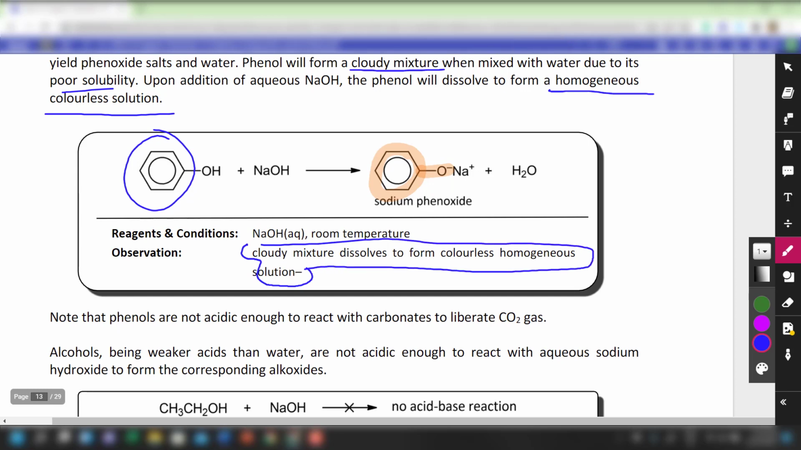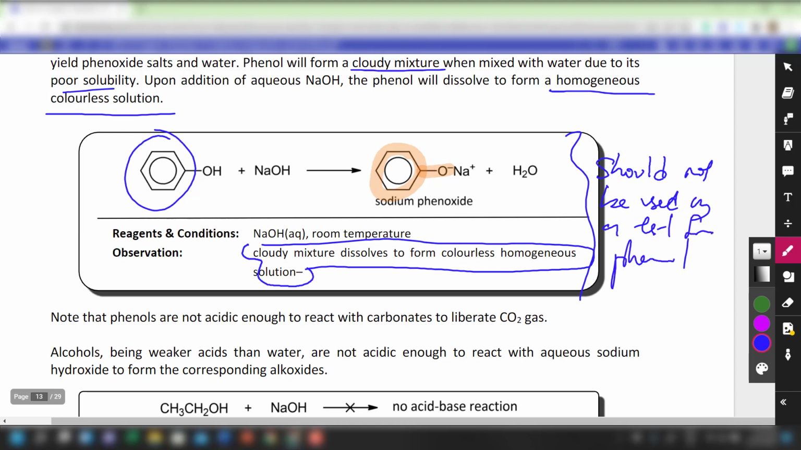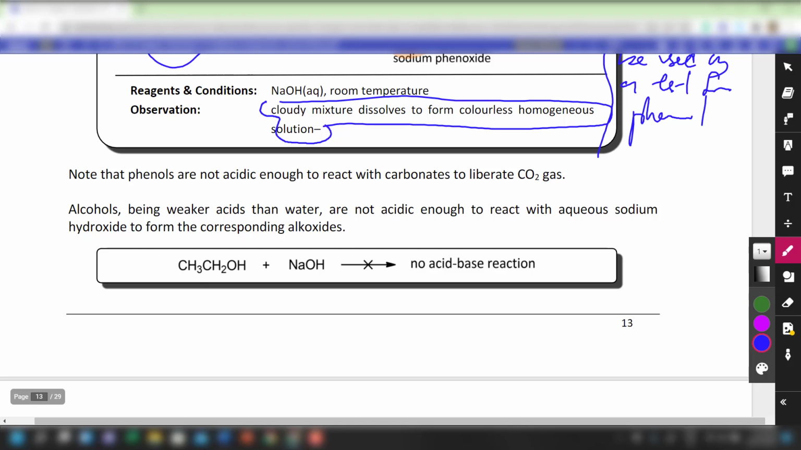However, this should not be used as a test. This method should not be used as a test for phenol. Remember that. For phenol, we have a separate test which is better.